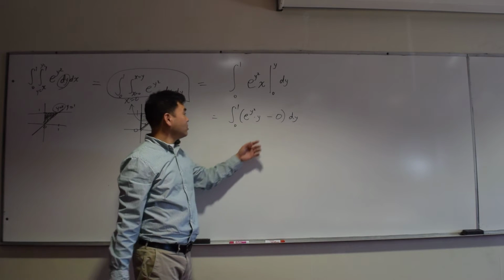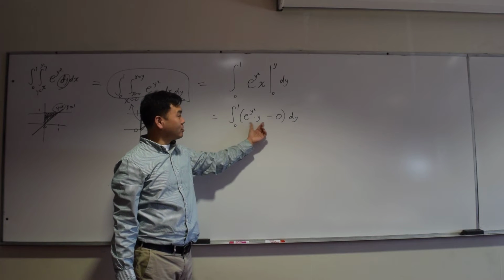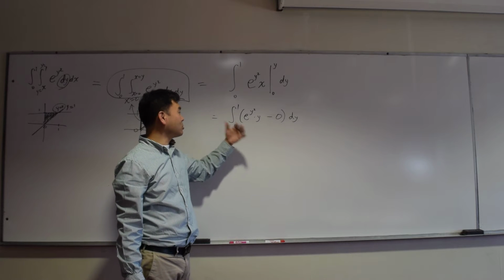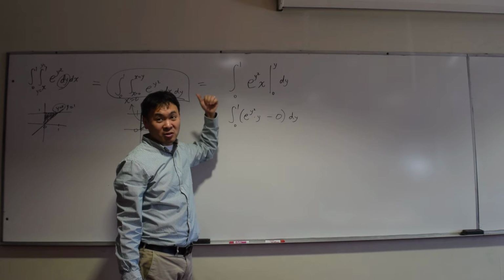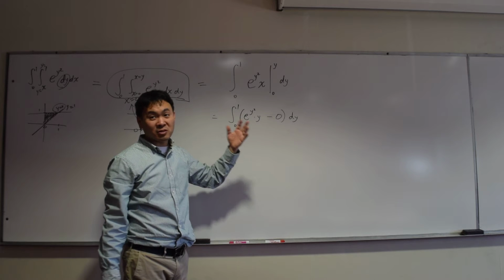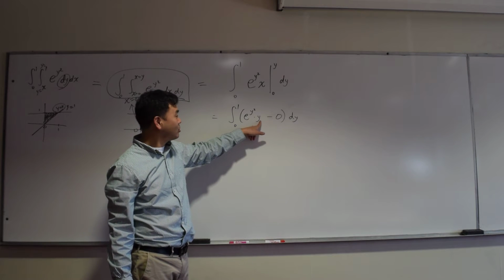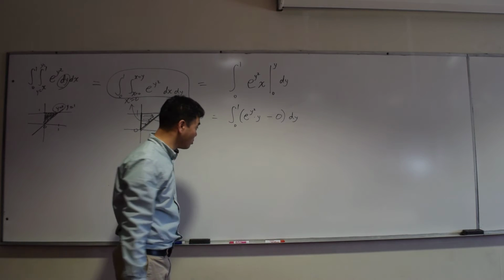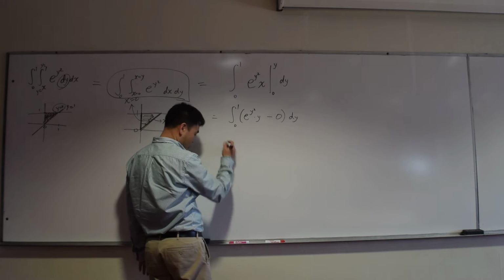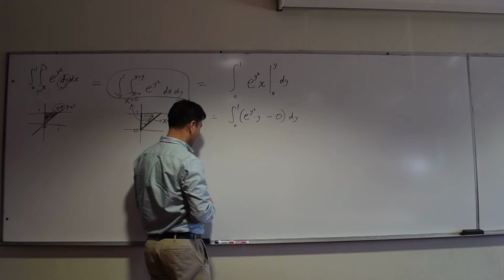Now, it looks like we still have to integrate this by y. And you might ask, what's the big deal? What's the difference between the previous one and this one? There is a big difference. The big difference is having this y. This y here will enable you to use a u substitution. So let's use a u substitution.